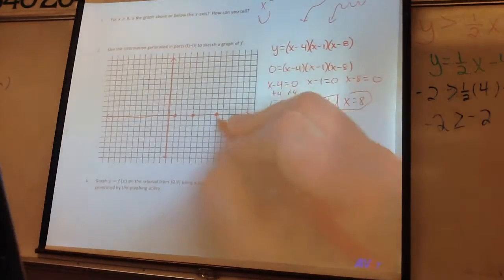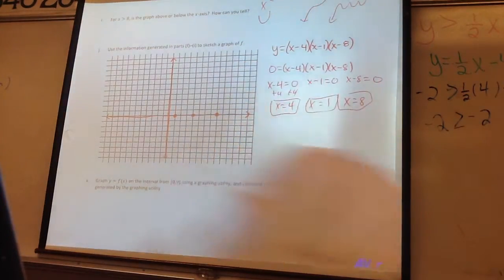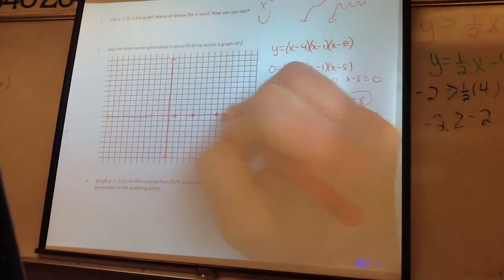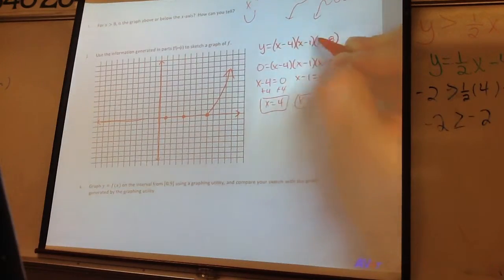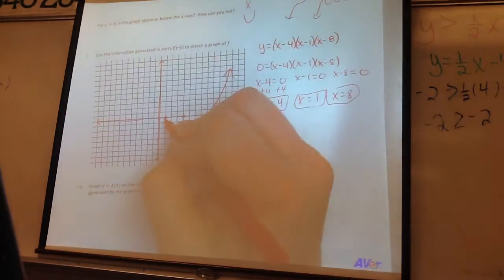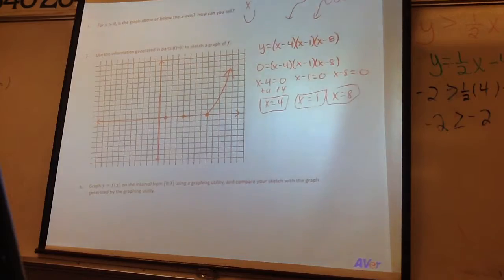But we know on the end it's going to go up to the right and down to the left, right? So we're going to just draw that in, because we know x cubes always do that. And if I multiply this out, x times x times x, that's x to the 3rd. So we know this. Can we get the y-intercept?